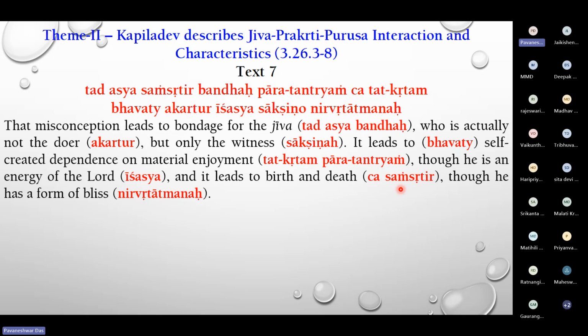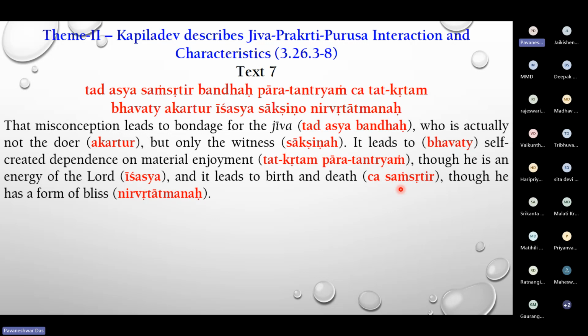So here he says that the misconception is what? Wrong identity. I am this body. And the second level of that is I am the doer. This misconception leads to the bondage for the Jiva, who is actually not the doer. Akartur. Jiva is actually Akarta. Karta is the material body. Because we are identifying with the body, whatever the body is doing, we say I am doing. And Akarta becomes Karta. But the Jiva is only the witness. Jiva is not a Karta, is actually Akarta and remains a witness, Sakshi.